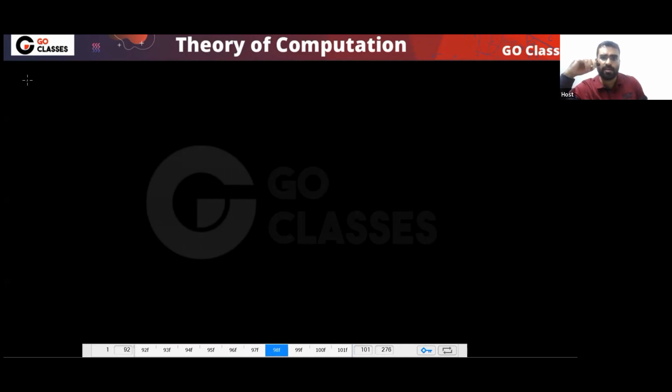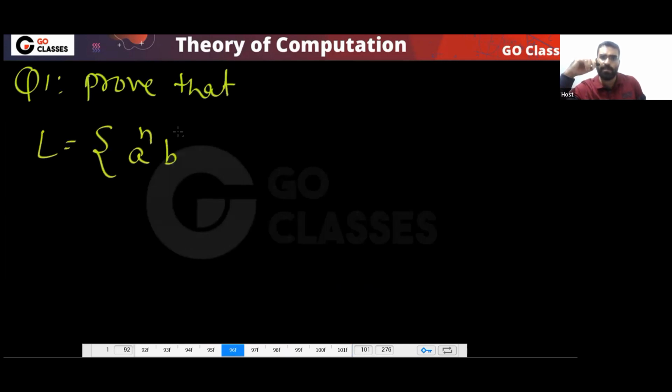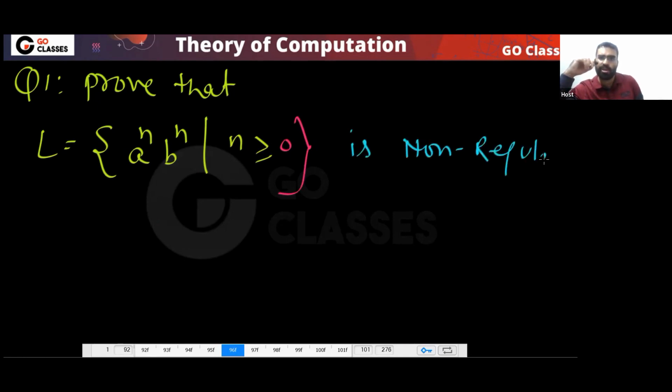So let me start with this. Question number 1. Prove that this language is non-regular. A language I am giving you: A power n, B power n. This language we have already seen. Do you remember? A power n, B power n, n is greater than or equal to 0 or n is greater than or equal to 1. It does not matter. This is non-regular. Non-regular means there is no DFA.